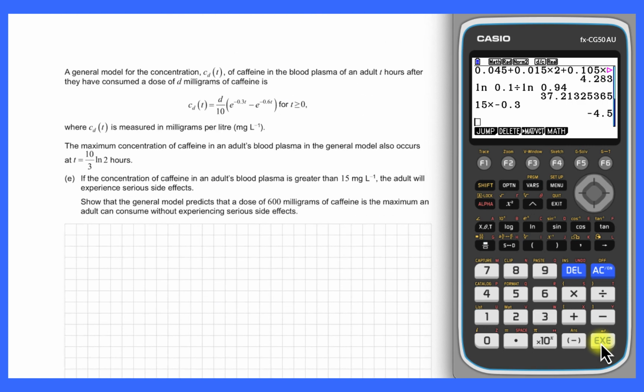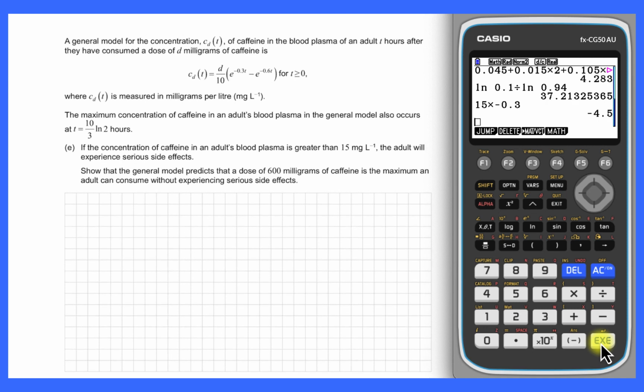Now we leap on to part E. Part E is a generalization of the question to date, where now we've got a general function in terms of d, where d is a dose. The dose previously was 150. Now the dose term is represented by this d over 10 component.